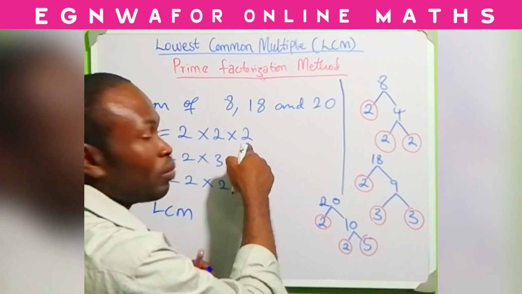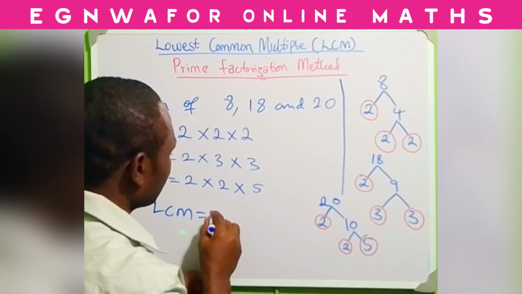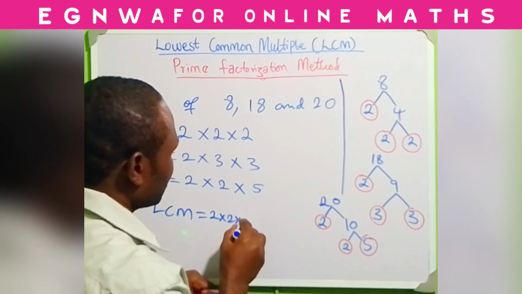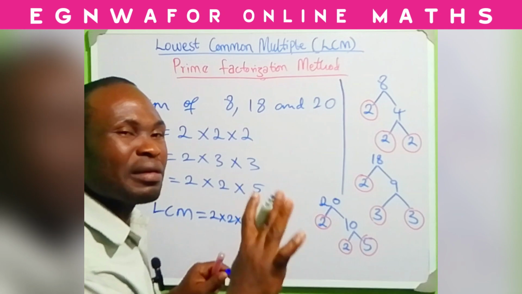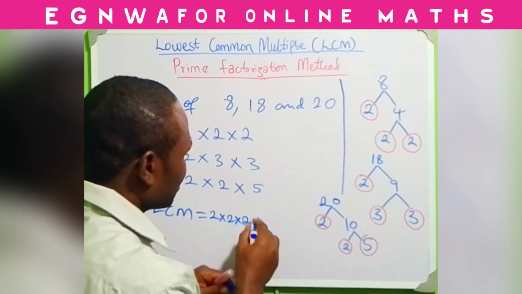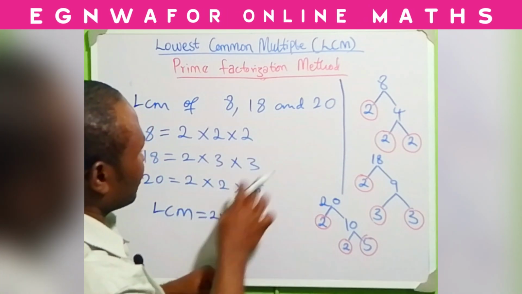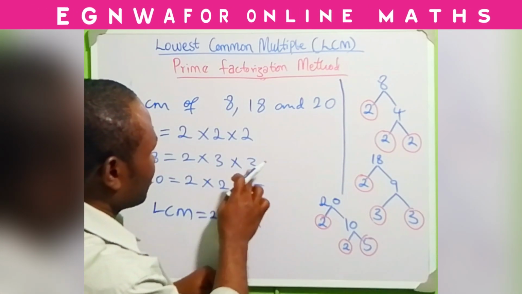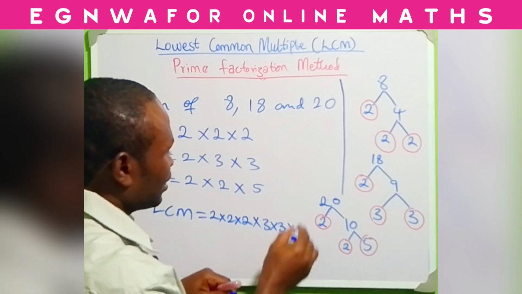We want to get the 2 that appears most, we will pick them. We get 2 times 2 times 2. We get LCM is equal to 2 times 2 times 2. Nothing concerns us with the other 2s here. Now we can say times. We still get 3 among the numbers here, and the 3 we will get is the one that appears most. So we get 3 times again.